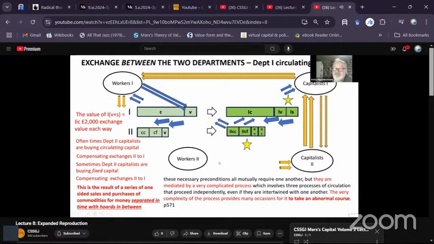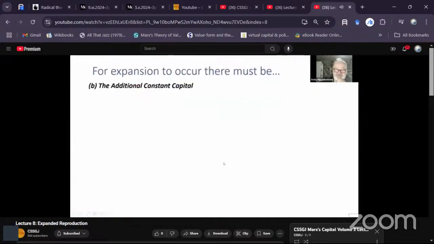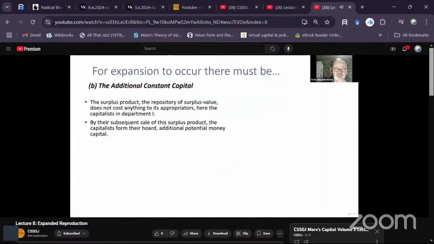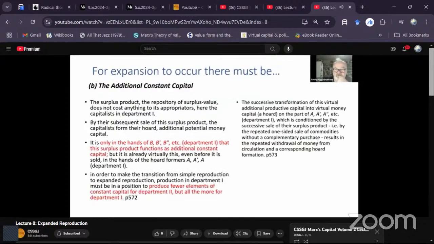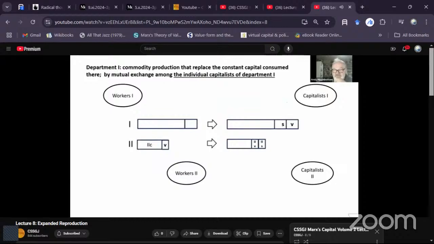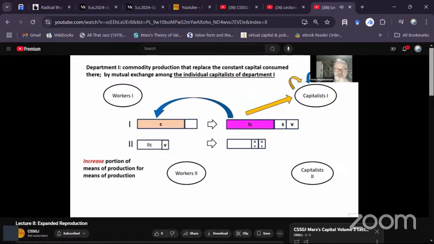And Marx is saying, right, this is getting very complicated. All right, and it gets even more complicated. Now the additional constant capital comes from the surplus product in Department 1. I won't go through all that text, I'll just do it by diagram. So here we have simple reproduction, the same constant capital in year 2 as there was in year 1, and it's some capitalists selling trucks, another capitalist selling lathes to each other, and that's how they do it.